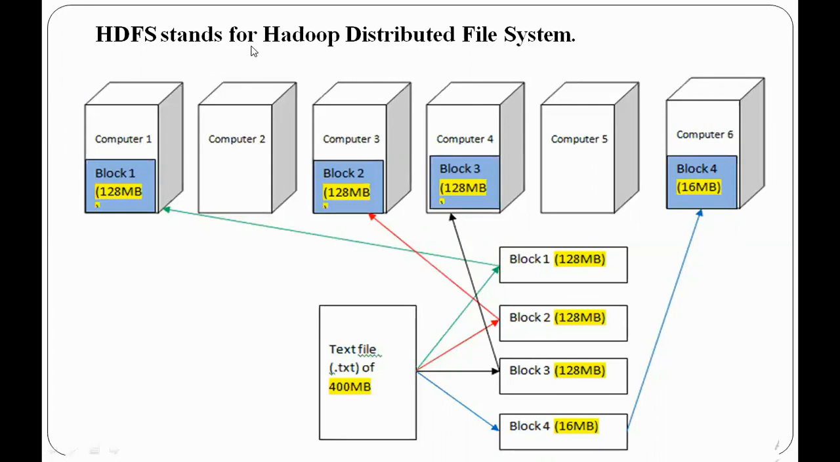So HDFS is making use of only 4 computers to store my information. Here my information is a text file of 400 MB. Here you can see my single file is divided into different blocks and stored in different systems, or I can say it is distributed among 4 systems out of 6 computers. So this concept is called as distributed file system concept.